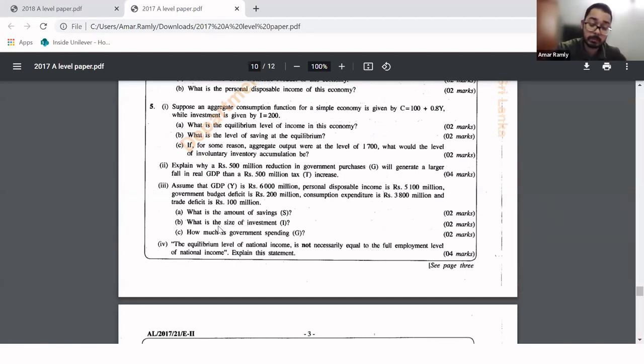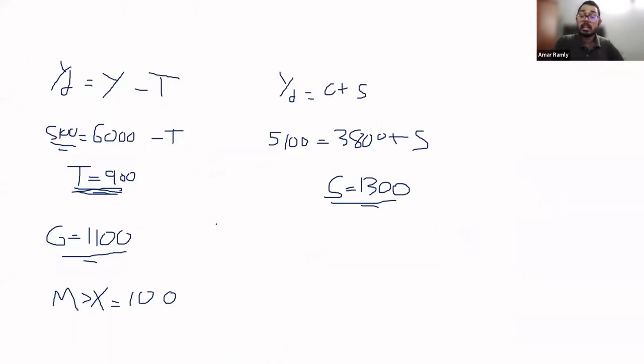What is the size of investment? All right, cool. How much is government spending? Now, guys, they are asking me, if I'm not mistaken, for G, right? Didn't I already find G for them? I did. I found it here at the very start. Even before I knew what they were asking me for, I found G. So that's my answer for C.